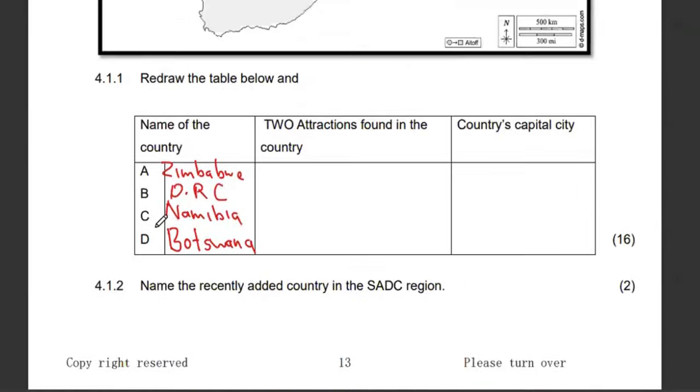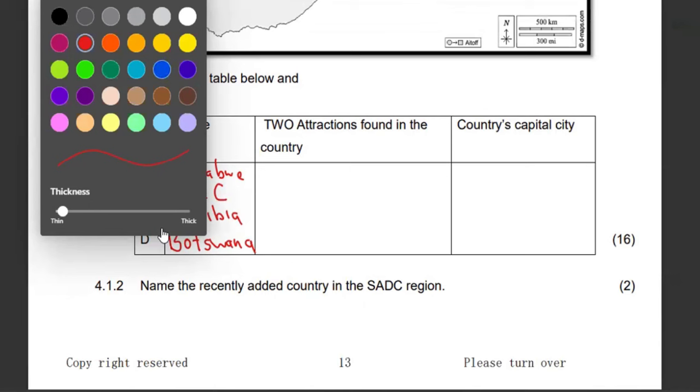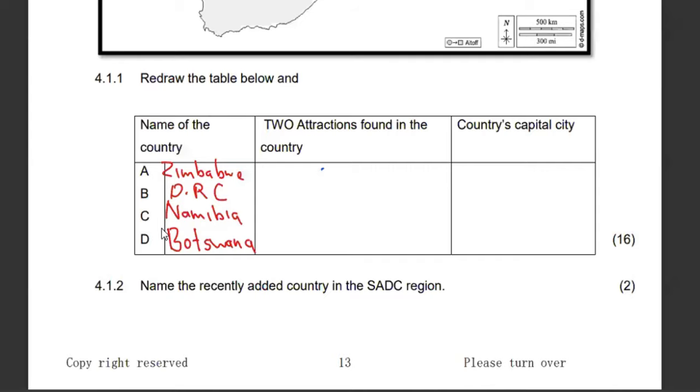So, two attractions found in each country. Let's start with Zimbabwe. What do we find in Zimbabwe? You find the Victoria Falls and Hwange National Park. They need two. You will also find Lake Kariba, Mana Pools National Park, Matopos Hills. Then the country's capital city is known as Harare. That is Zimbabwe, sorry.